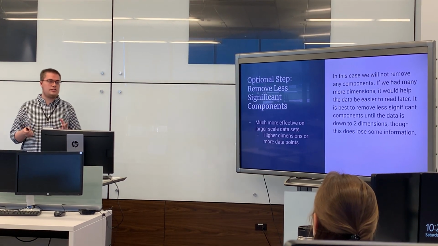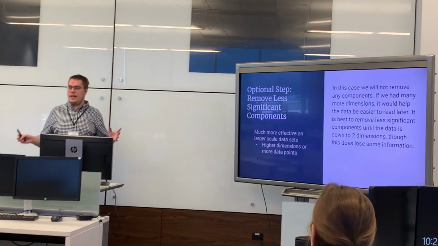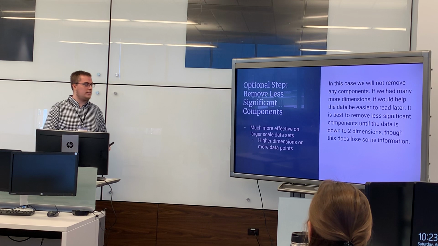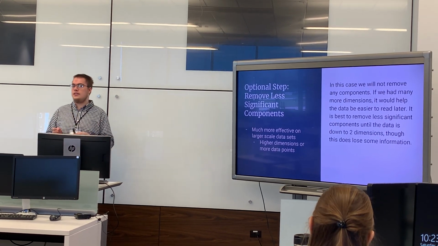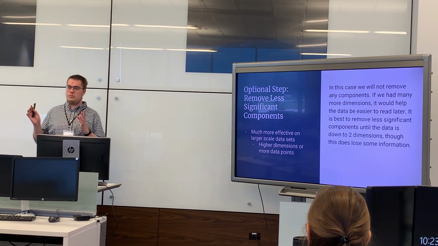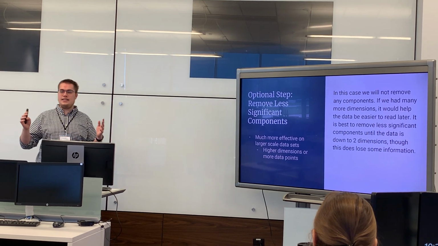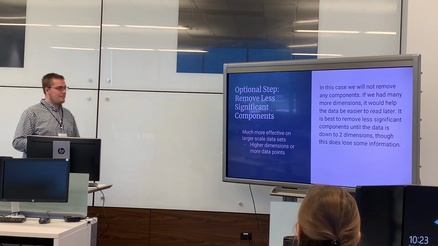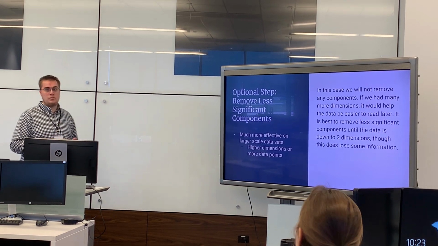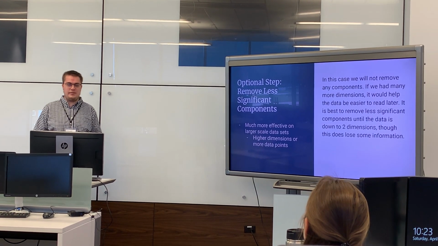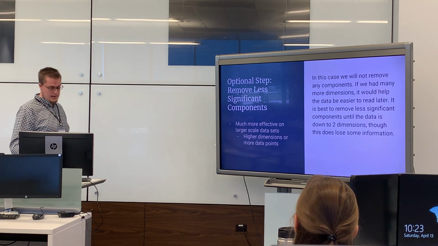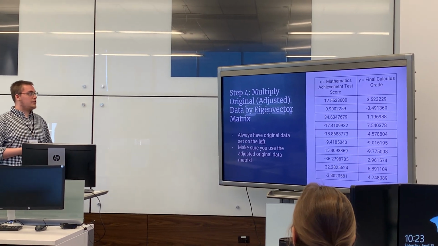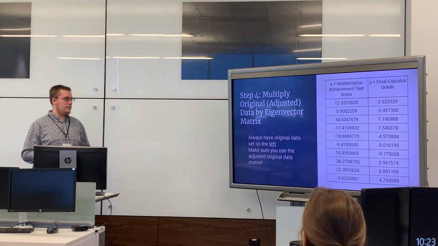This is essentially how you can take big data sets and shrink them down into small amounts, because what we're doing here is looking for the trends in data. And if you have this giant 18-dimensional thing, it's going to be really hard to look at the trends. So it's an optional step. In this case, we're not going to do it because it's just 2-dimensional, so there's no reason to, but you can. Step 4 is then to multiply the original adjusted data by the eigenvector matrix.